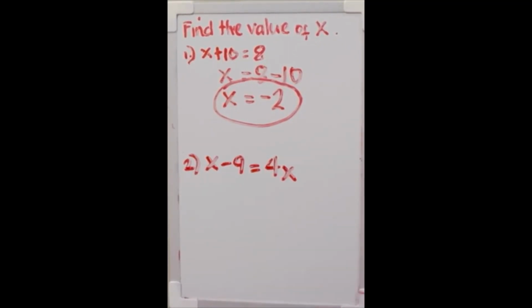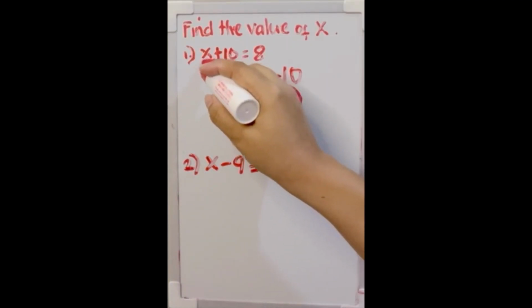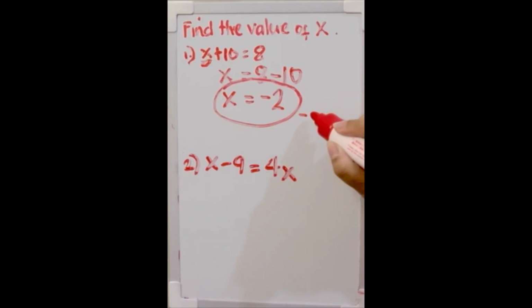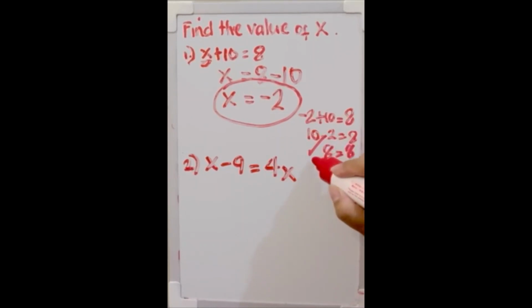So you can actually do the checking here. When you replace or substitute negative 2 here on the x, we'll have negative 2 plus 10 equal to 8. So is negative 2 plus 10 equal to 8? Yes, because you're just like saying 10 minus 2 is equal to 8. So 8 equals to 8. So this one is correct.